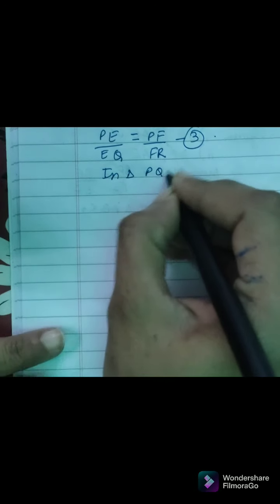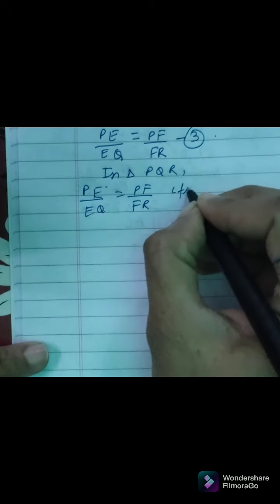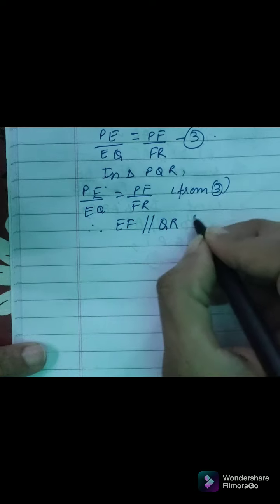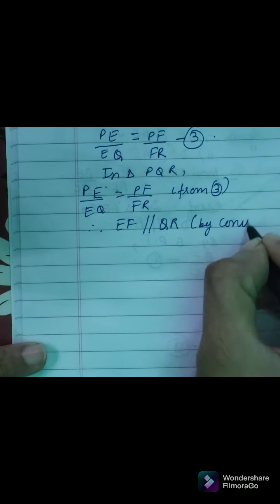So finally what I'll take? In triangle PQR, PE upon EQ is equal to PF upon FR from 3. Therefore, EF will be parallel to QR by converse of BPT.